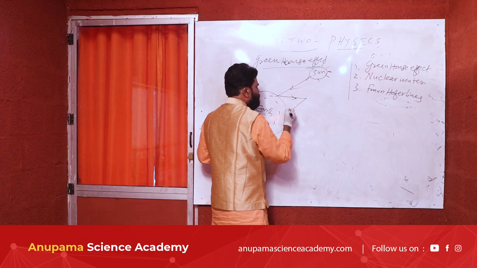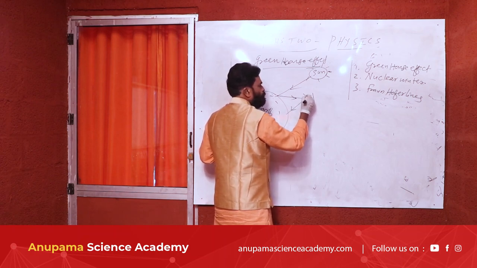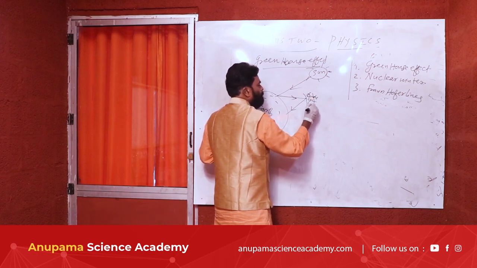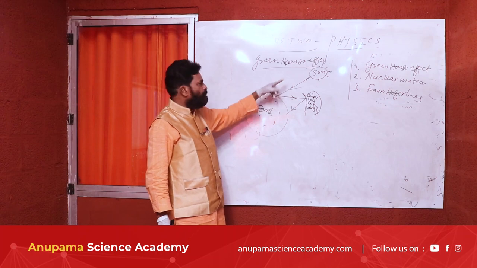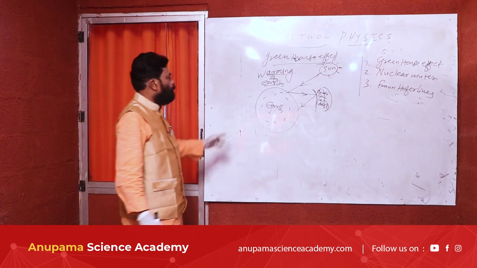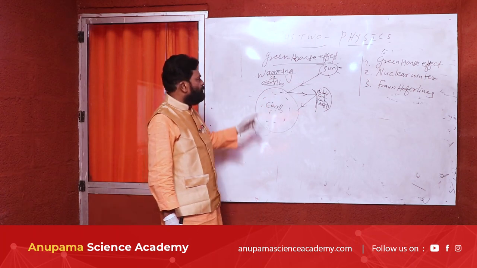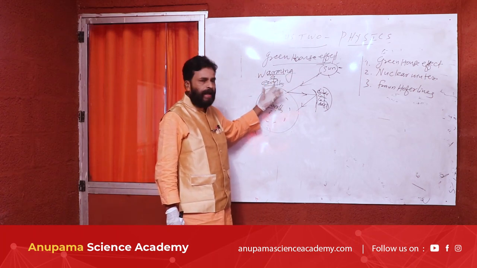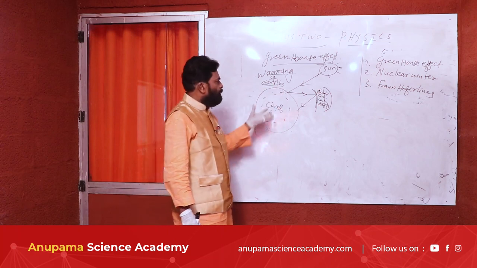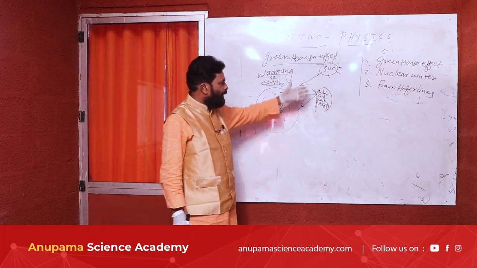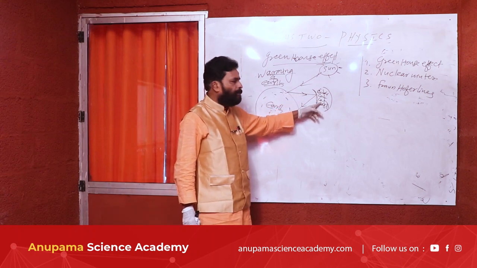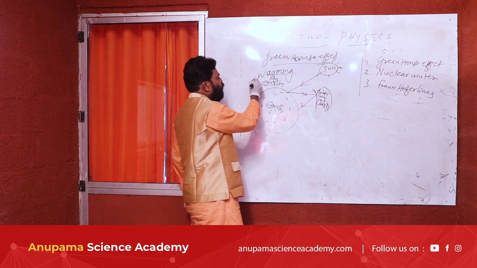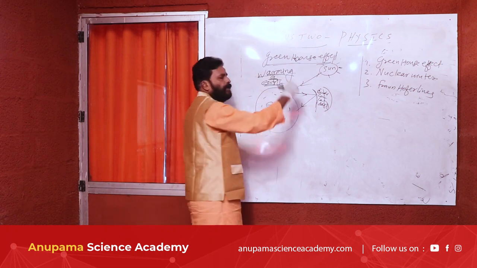It is again reflected back to earth by the clouds, carbon dioxide, carbon monoxide, dust, etc. present in the atmosphere. So what happens to earth? Earth becomes warm. This phenomenon of warming of earth is called greenhouse effect.